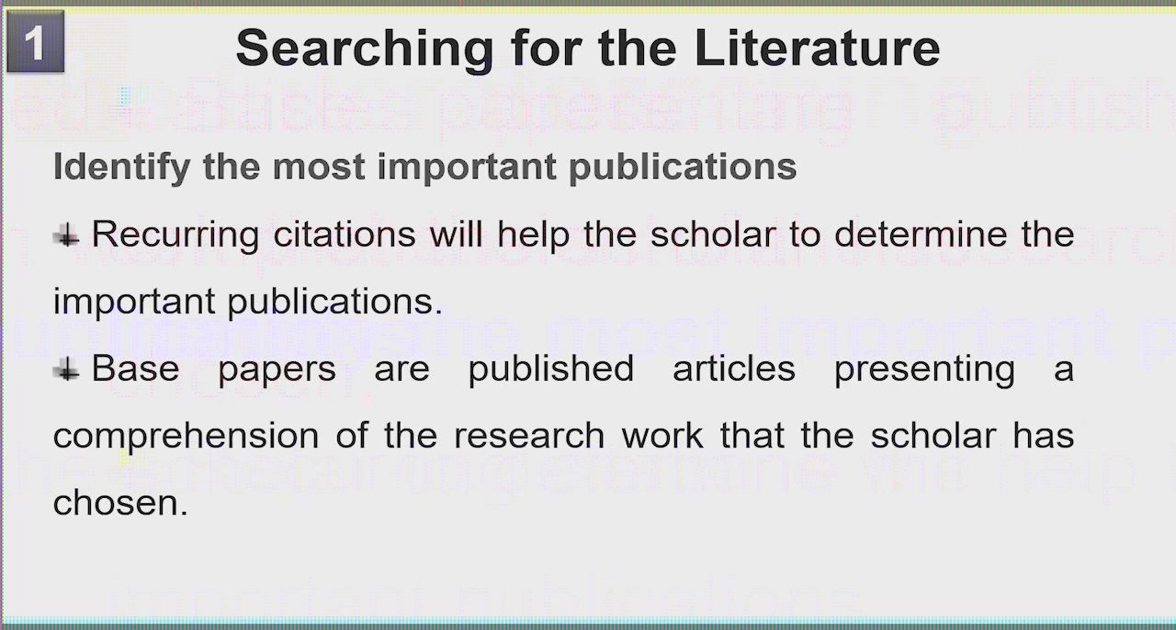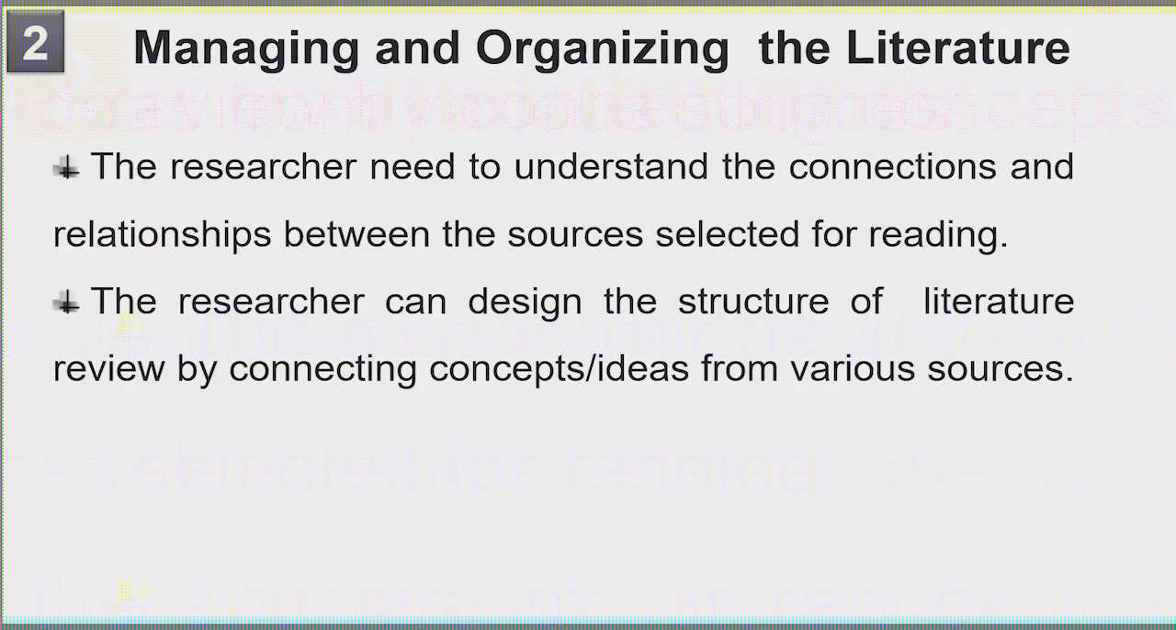Recurring citations will help the scholar to determine the important publications. Base papers are published articles presenting a comprehension of the research work that the scholar has chosen. At the end of the first step, searching for the literature, the scholar will identify the base papers of his or her research. The second step in designing the review of literature is managing and organizing the literature.